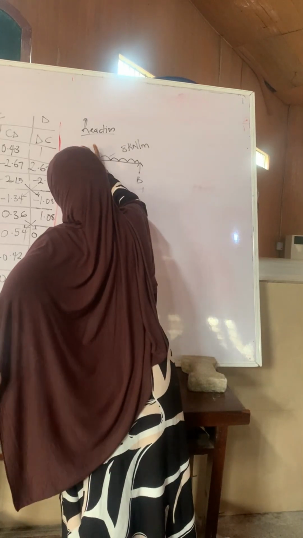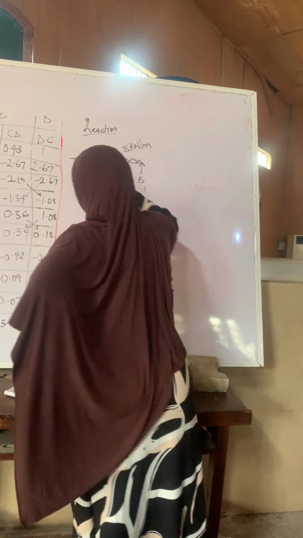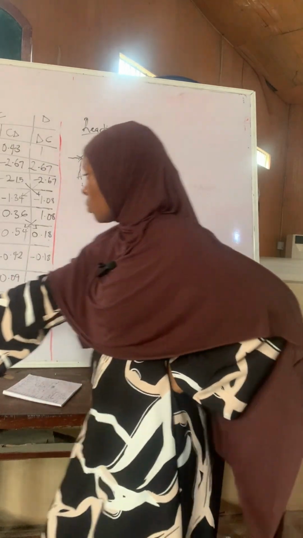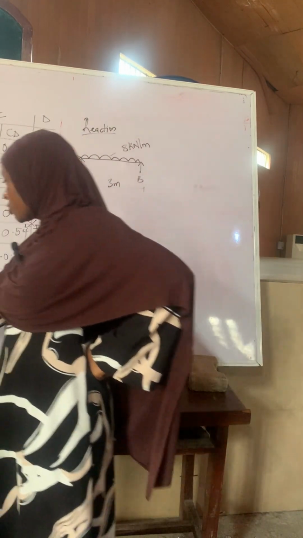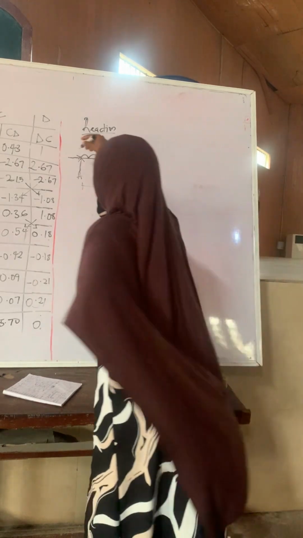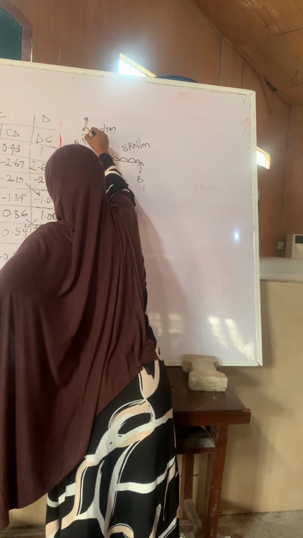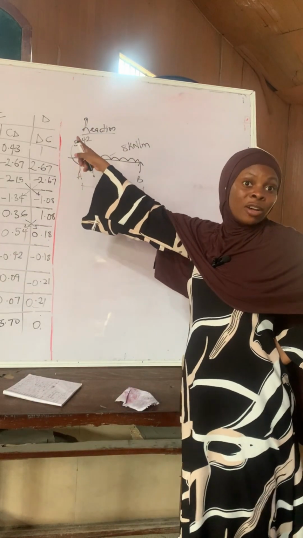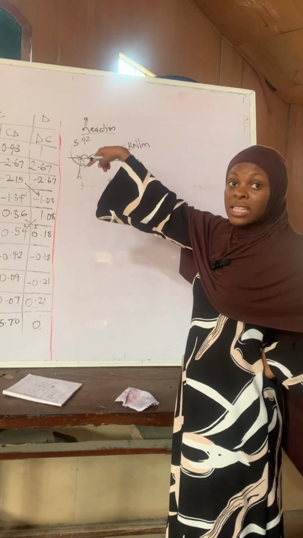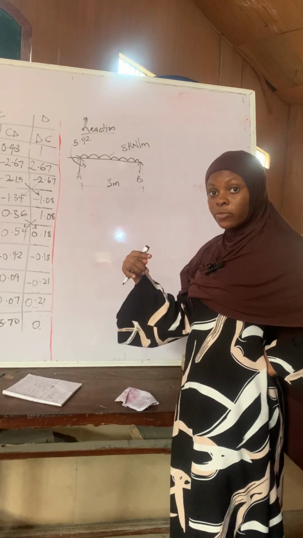So guys, we have this thing. So guys, our final moment from AB is what? Minus 5.42. That is a minus 5.42, and clockwise is minus. Since my arrow is going the negative way, I'll just write my 5.42. The arrow is already showing the negative. Do you understand?